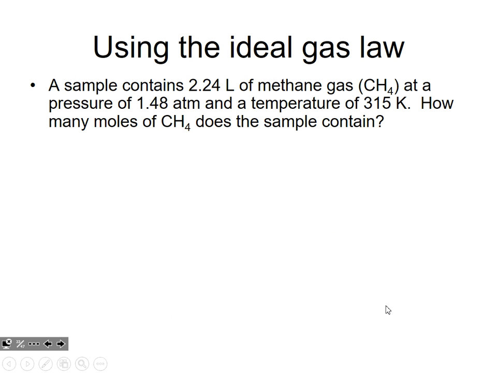So PV equals nRT is really just a fairly straightforward formula, and we can use it to calculate for stuff. So we have an example here. A sample contains 2.24 liters, so there's a volume, of methane gas at a pressure of 1.48 atmospheres. There's a P. And a temperature of 315 Kelvin. There's a T. How many moles of CH4 does the sample contain?